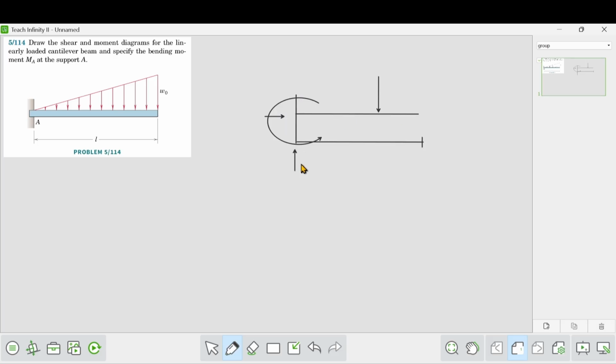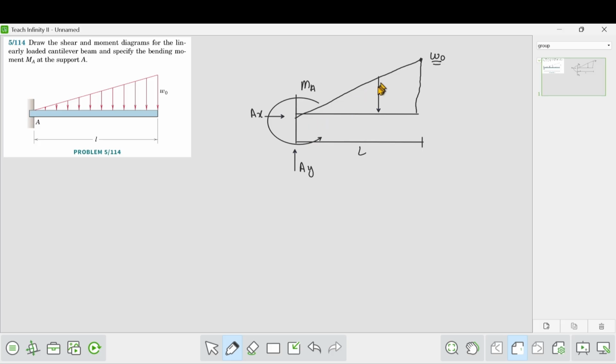So this is AY and this is MA, and AX is the horizontal force. This is the moment, and this is the vertical reaction. This is the horizontal reaction. This is the load at this place, a linearly varying UVL load which is omega naught at this end. This is the length L.